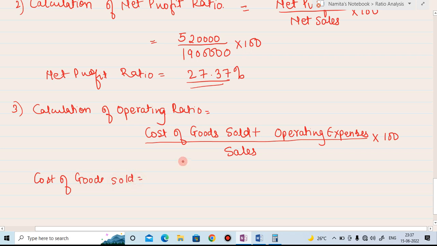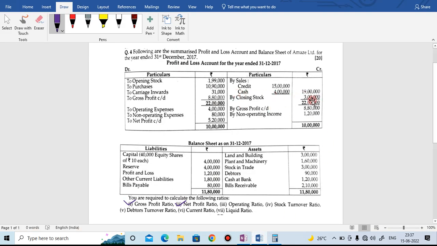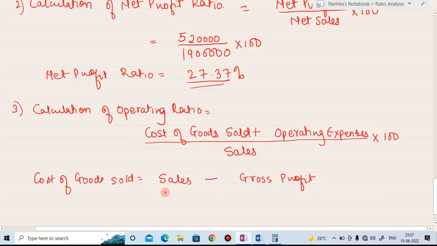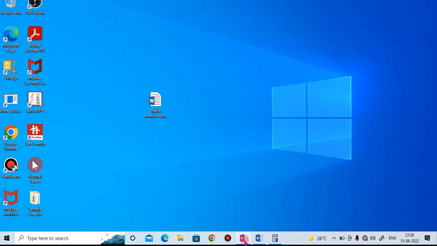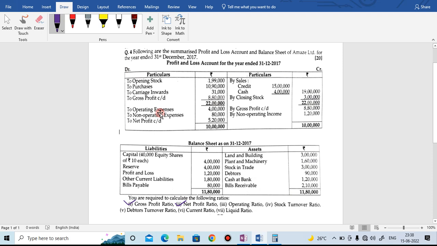Okay, see, for cost of goods sold you can find it by sales minus gross profit. So what are sales? The total sales are 19 lakh rupees. 19 lakh rupees minus gross profit. Gross profit is 8,80,000.